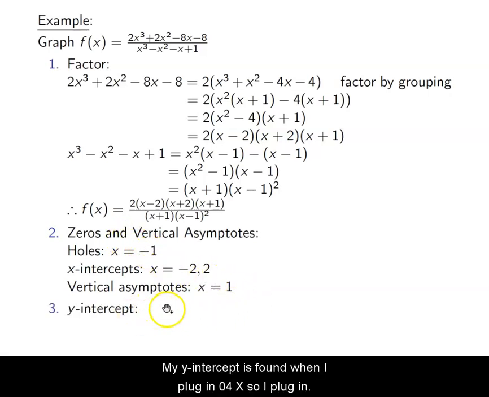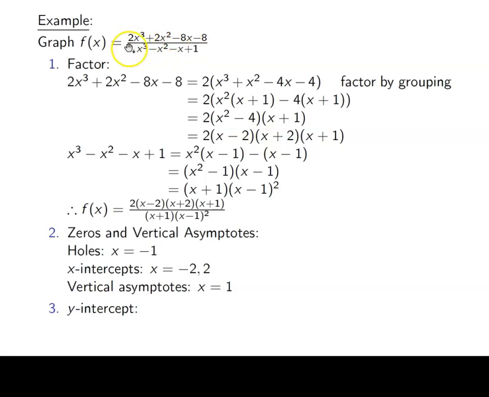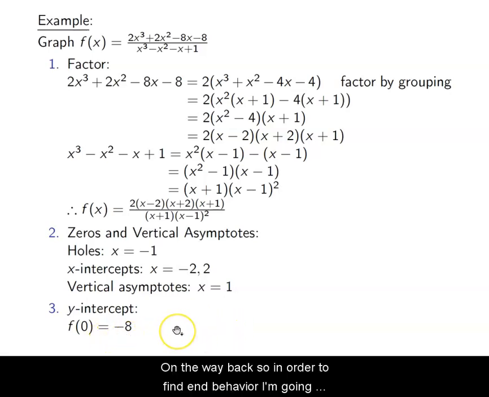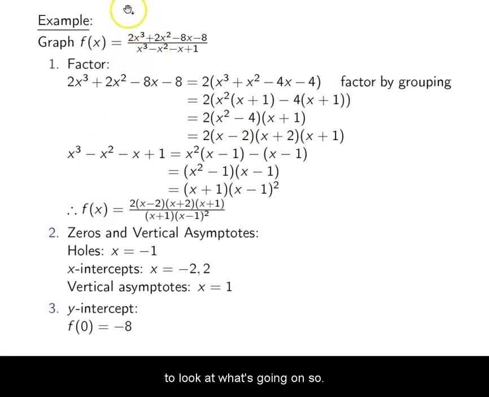My y-intercept is found when I plug in 0 for x. It's actually easier to see it on the non-factored form, because when I plug in 0, all of this goes away and all of this goes away except for the 2 constant terms. So when I plug in 0, I'll get -8 on top, 1 on bottom, so my y-intercept is at -8, okay? So on the y-axis.